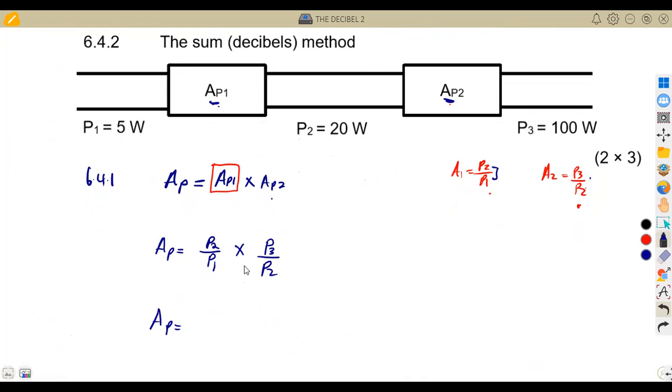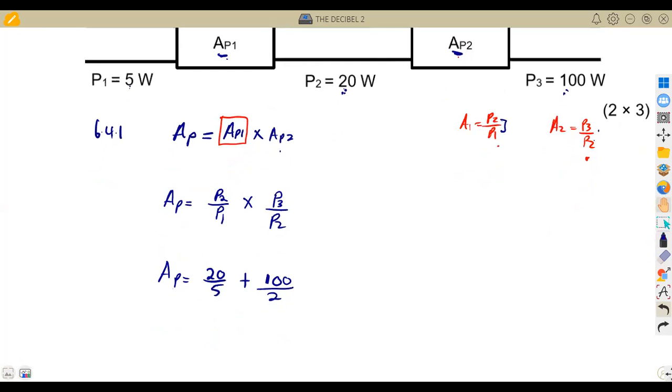So meaning to say our overall gain is going to be P2 over P1. P2, that's 20. P1, which is 5. So you're going to have 20 over 5 times P3 over P2. So that's 100 over 20 in this case. So I want you to understand these formulas properly. So that means you're going to have at the end here, if we reduce, that will be 4 times 100 over 20, which is going to be, where am I getting the plus now?